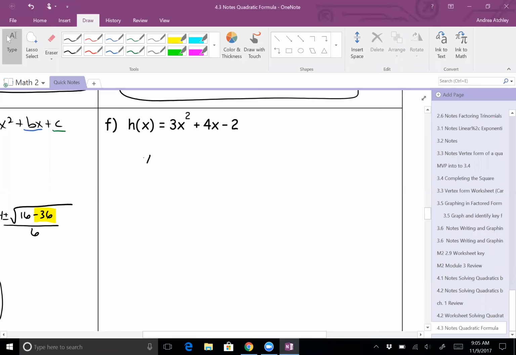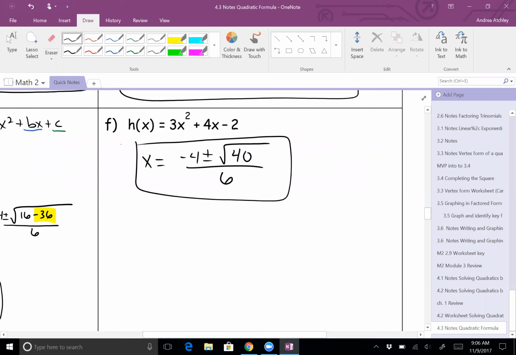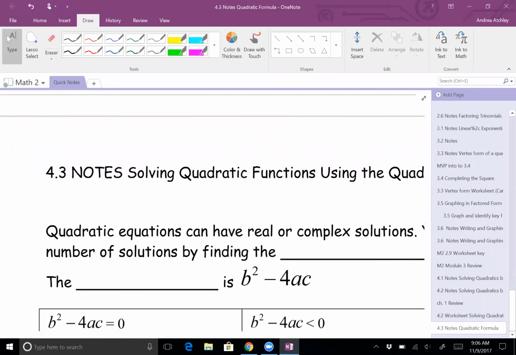It should be x equals negative 4 plus or minus the square root of 40 all over 6. Okay, you could simplify this further, but we're gonna leave it like this. We're not gonna make you guys simplify it. We're just gonna let you leave it like that. Yes. Okay. Any questions over that? Okay, going to the next one.